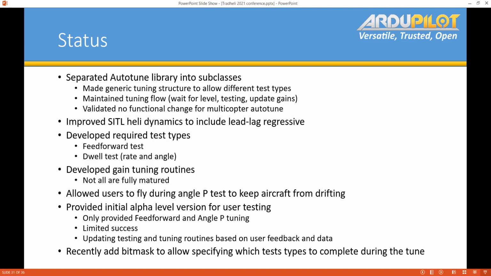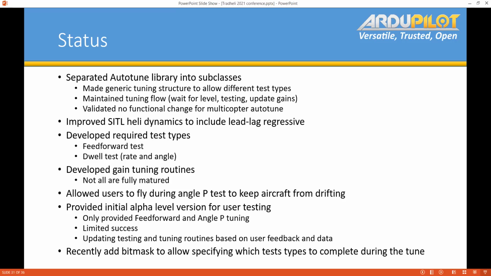So recently, I added this feature that allows the user to actually fly during the angle P test. What I found was during these dwells, since they took a little while, maybe 10, 15 seconds, the aircraft would kind of drift.